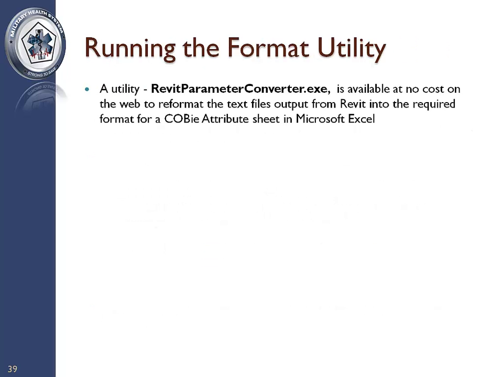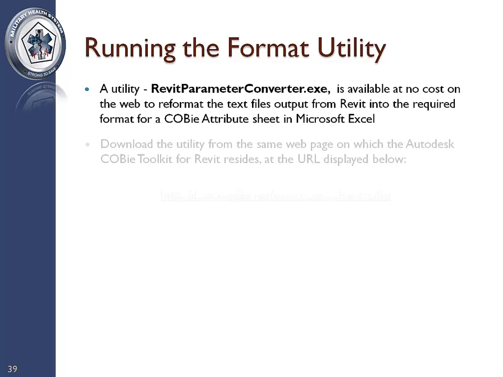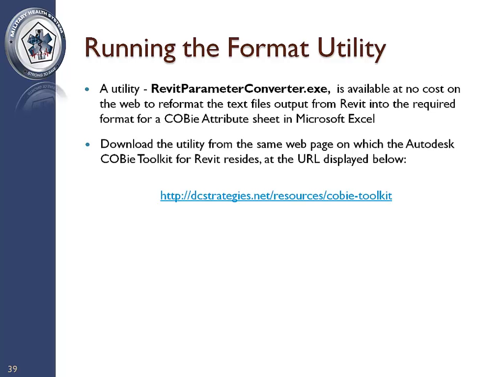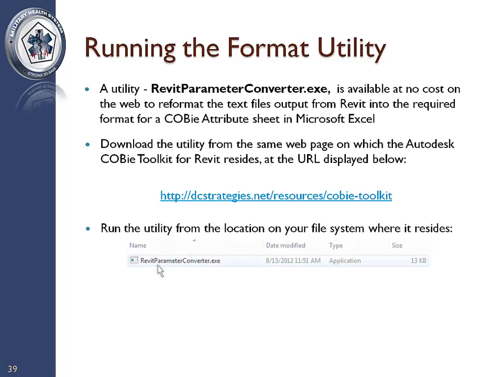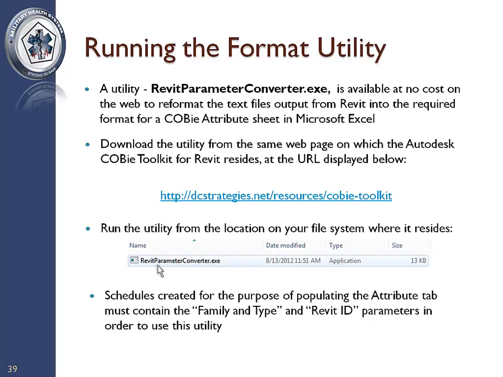A utility, Revit Parameter Converter.exe, is available at no cost on the web to reformat the text files output from Revit into the required format for a COBie attribute sheet and Microsoft Excel. Download the utility from the same web page on which the Autodesk COBie toolkit for Revit resides at the URL displayed below. Run the utility from the location on your file system where it resides. Schedules created for the purpose of populating the Attribute tab must contain the family and type and Revit ID parameters in order to use this utility.